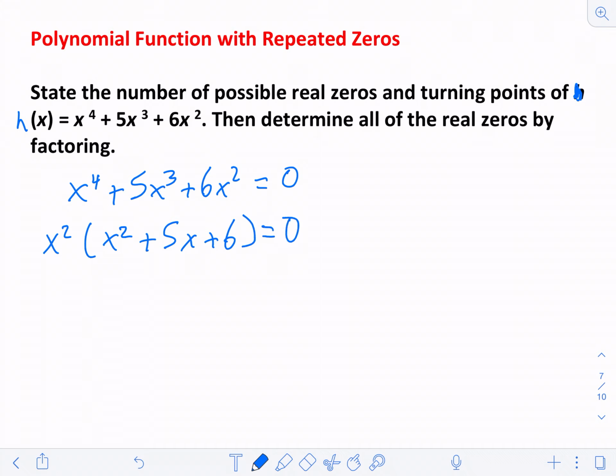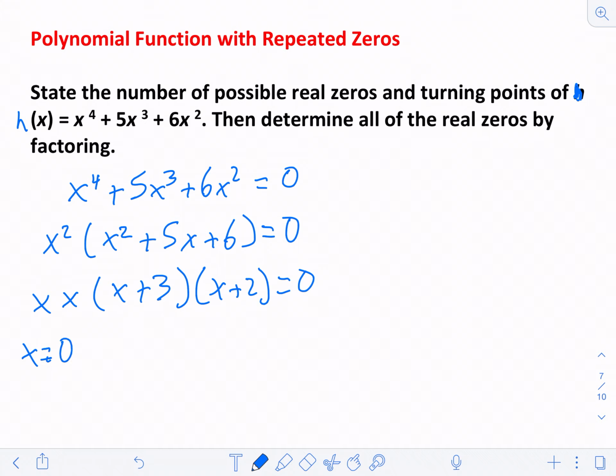And so factoring now, x squared becomes x times x, and this becomes x plus 3 and x plus 2, right? Equals 0. What are my zeros going to be? Well, x could equal 0. That's 1. The second one, x could be 0 again. The third one, x could be negative 3. And the last one, x could be negative 2, right? So those are my 4 zeros. One of them is repeated, though.